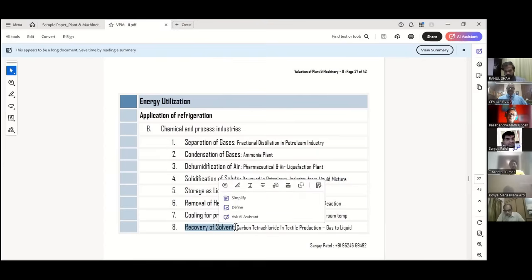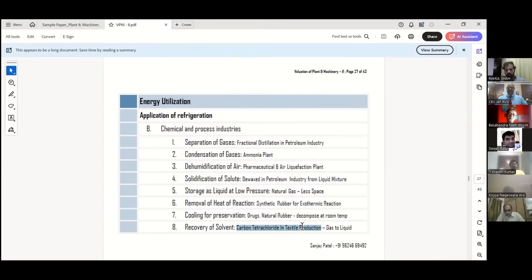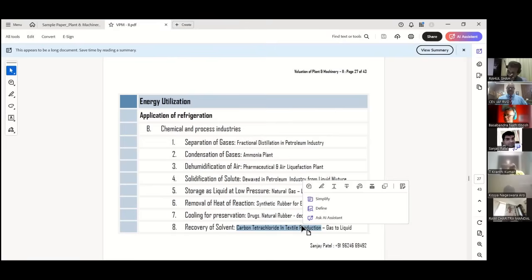Recovery of solvent, carbon tetrachloride in textile production, converting gas to liquid. Anyone have an idea in which process? We studied the textile industry also. Removal of chlorine we studied. After removing all the natural impurities available in the fibers, we do the removal of tetrachloride, which is a form of chlorine, in the textile industries.